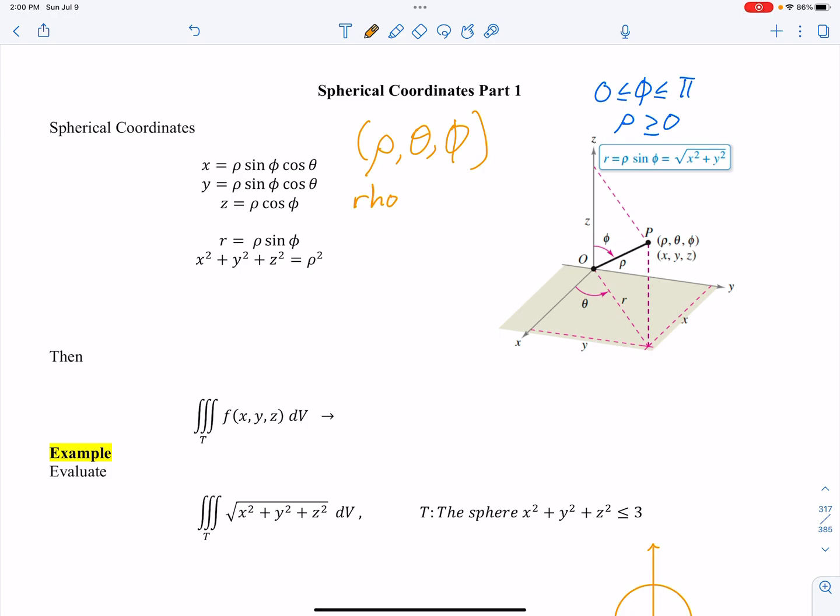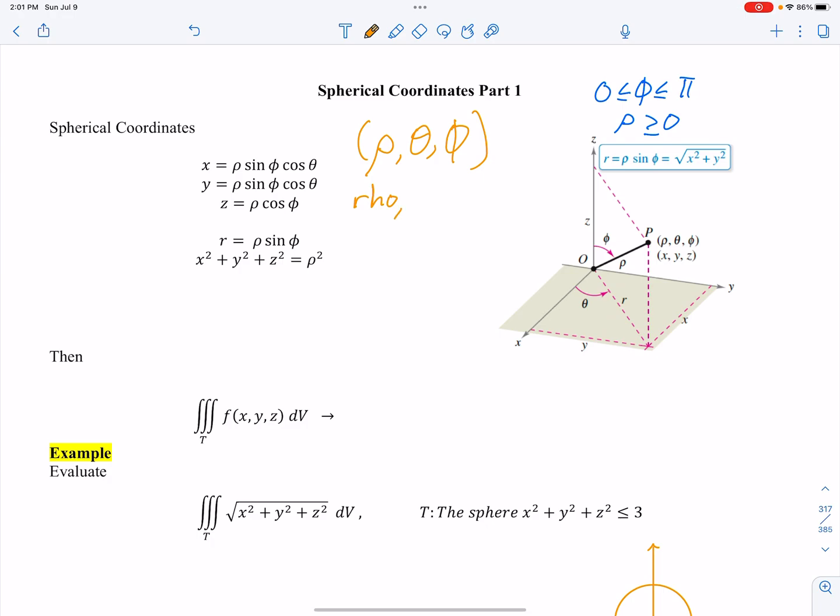Rho determines a radius for a sphere. That's how I think about it. So if I said rho was 3 in my coordinate system, I'm going to think of a sphere with radius 3. I know whatever point I'm about to plot will be on that sphere of radius 3.